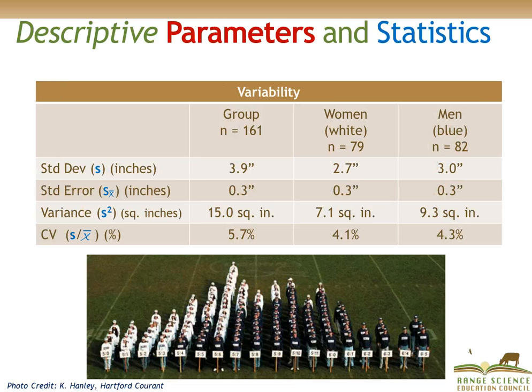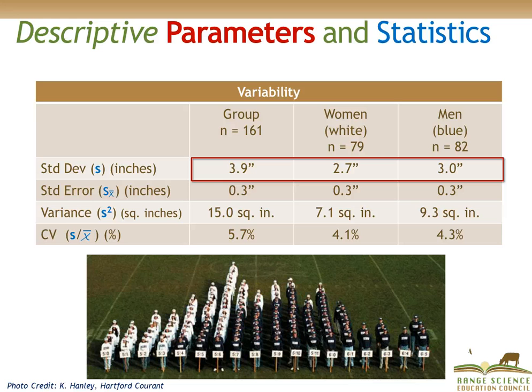If we look at variability, we can see that the standard deviation, which simply reports the amount of spread between the values, varies with the different groups. The spread of the values, or the standard deviation, for the women and for the men is far smaller than that for the entire group. And you can see that simply by looking at the people in this image.